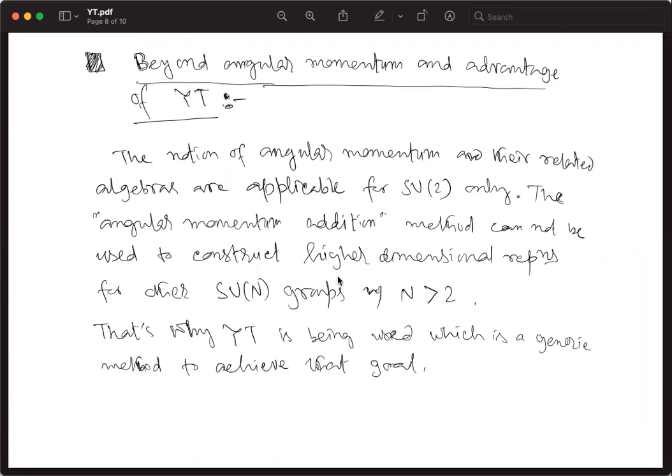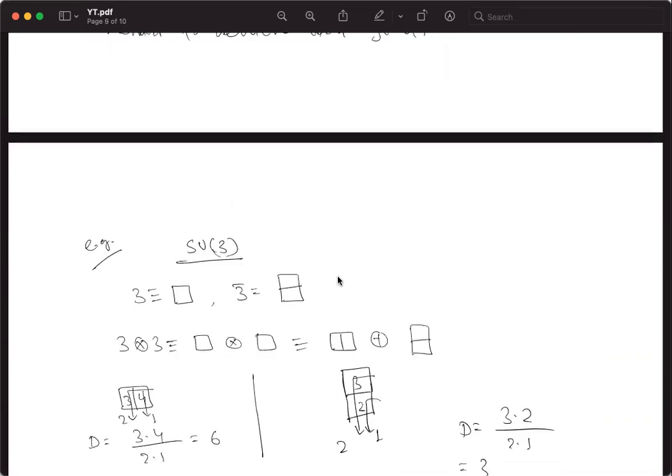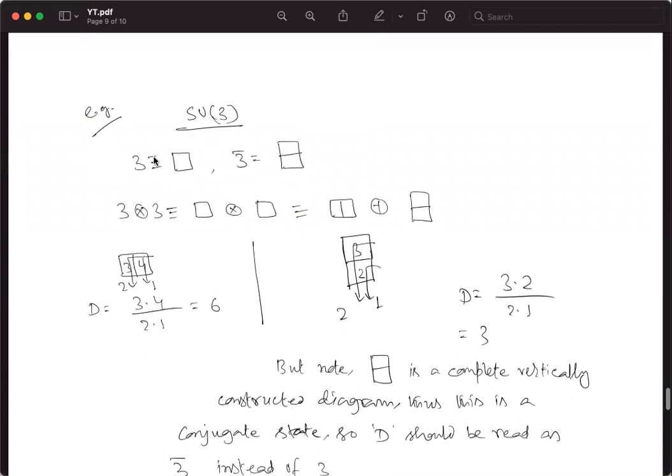So that's why the Young diagram technique is a more generic method to achieve our goal, which is nothing but the construction of higher dimensional representations. Now let's see how we construct this for SU(3). So for SU(3), the 3 is one of the fundamental representations. So this is written as a single box.